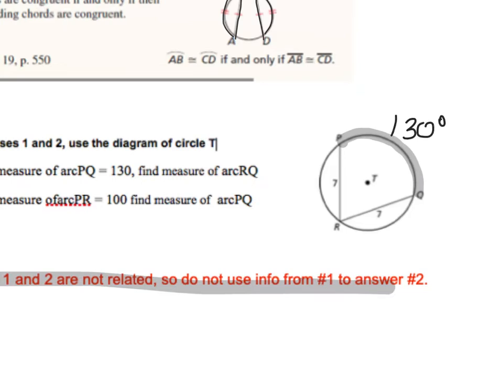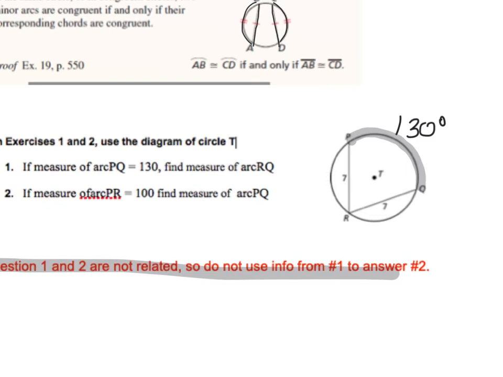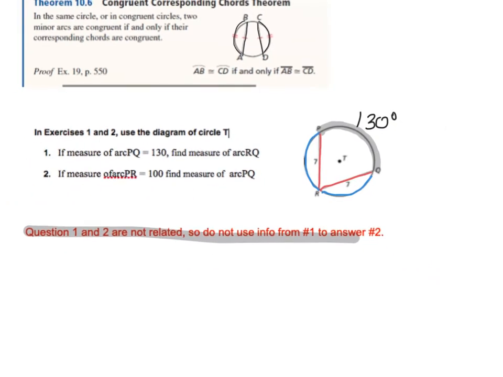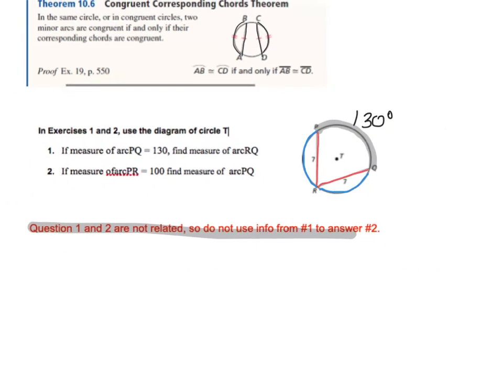And we also know that this chord and this chord are both 7. If those two chords are congruent to each other, that means that this blue arc and this blue arc are going to be the same. So I have to think a little bit here. I'm going all the way around the circle, so whatever the measure of this arc is, the other is going to be the same, and all the way around the circle is 360 degrees.